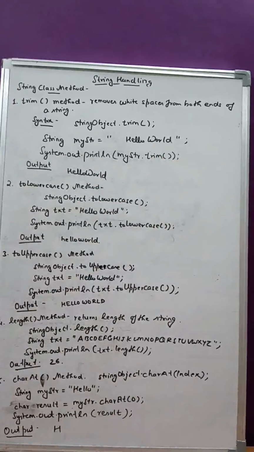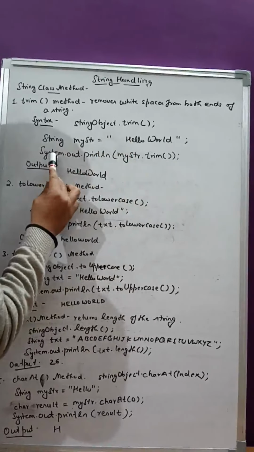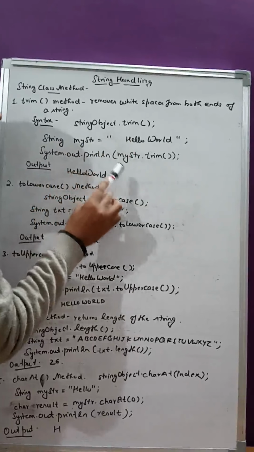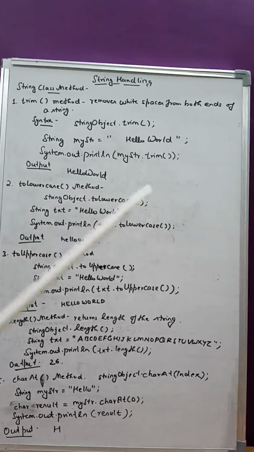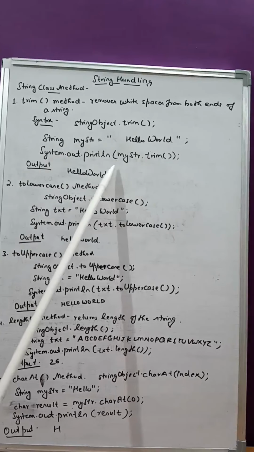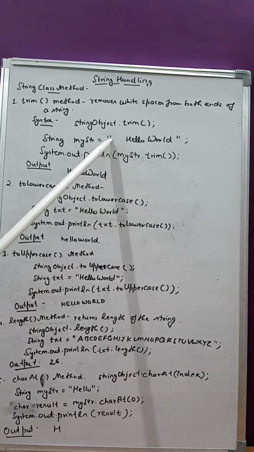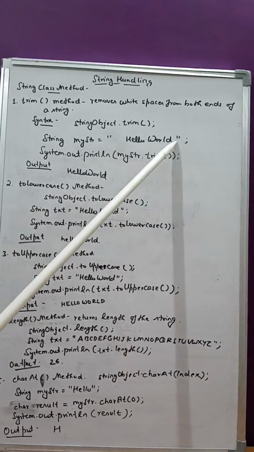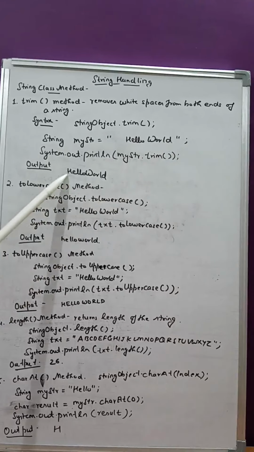Whenever you write the statement string object dot trim, here in the print statement System.out.println we have written mystr.trim. So what will it do? It will print the value by removing the white spaces at the beginning and the white spaces after the word d over here. So what will be the output? The output will be like this.